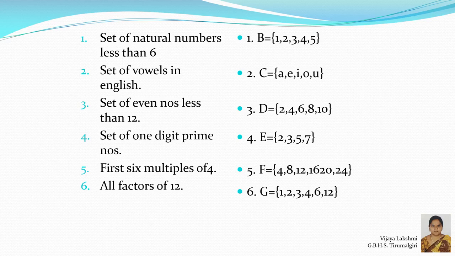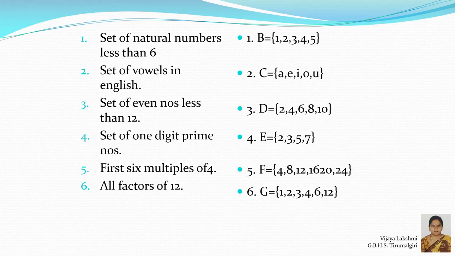Then coming to the fourth example, set of one-digit prime numbers. So, 2, 3, 5, 7, 11, 13, 17, etc. are prime numbers. But here the condition is one-digit prime number. So, we take only 2, 3, 5 and 7. So, E is a set containing the elements 2, 3, 5 and 7.